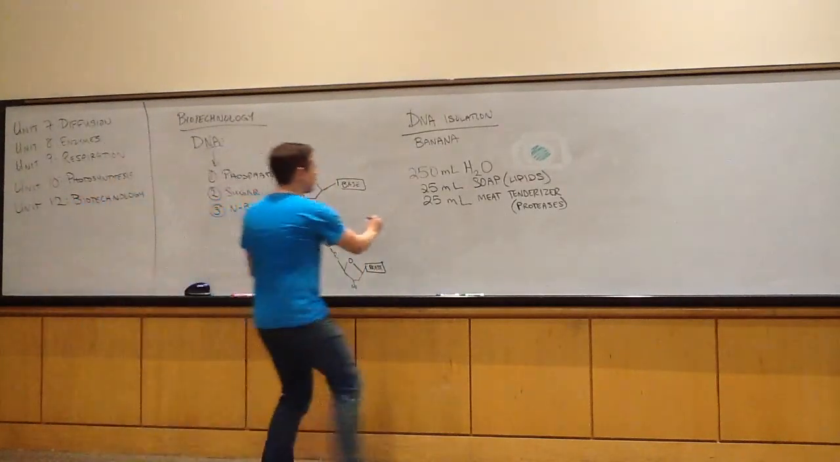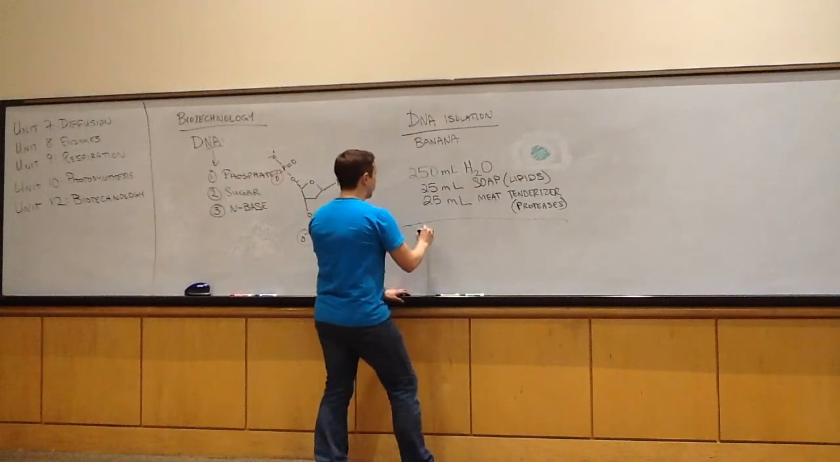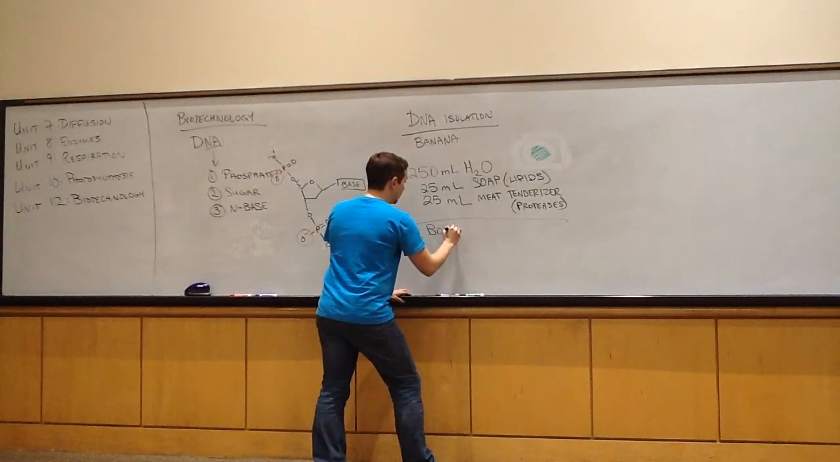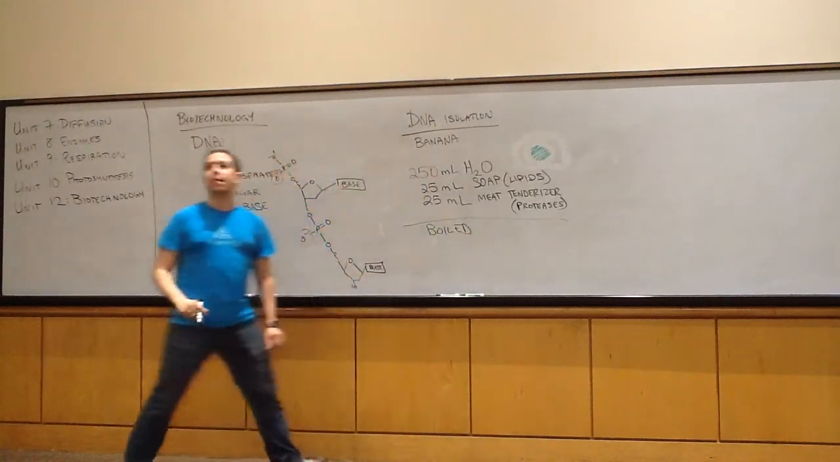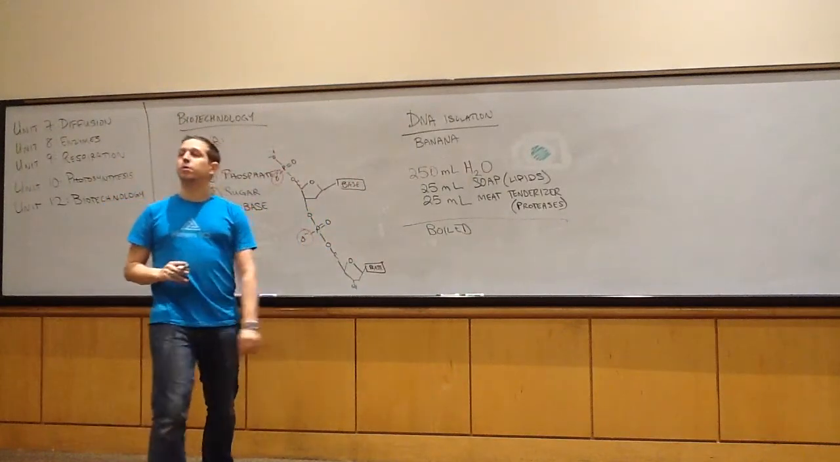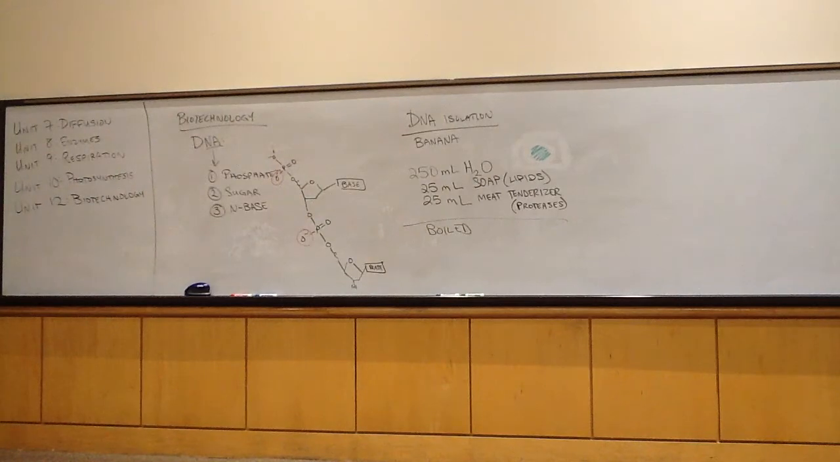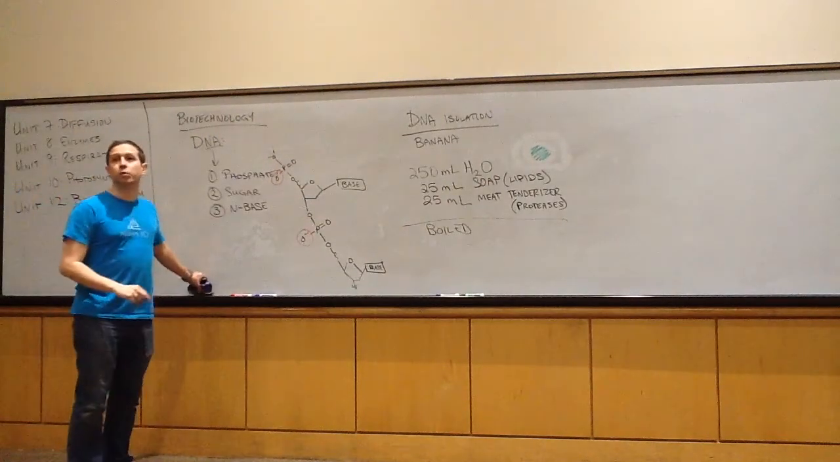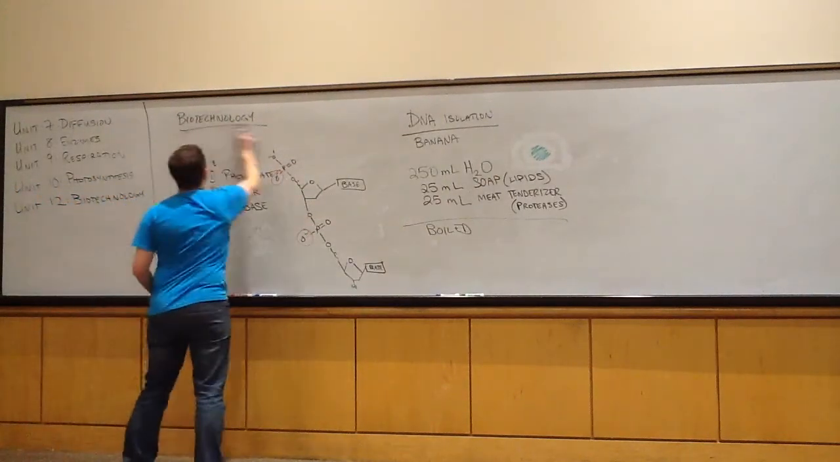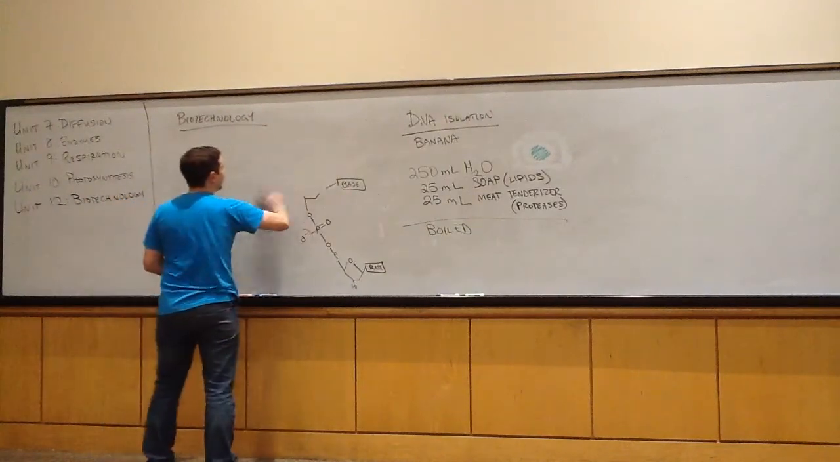Now, after we added all these together, we also boiled this solution. So we boiled this mixture afterwards, and the boiling is also what helps us break down that cell wall. Now there's one final problem here, and that is that DNA is actually soluble in water, and we're trying to isolate it.